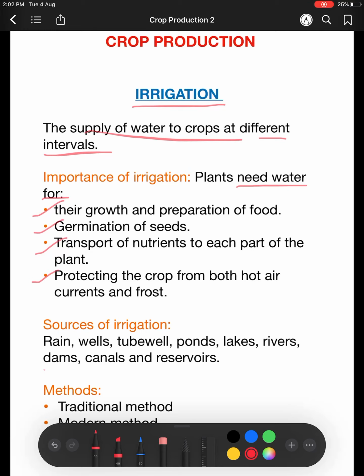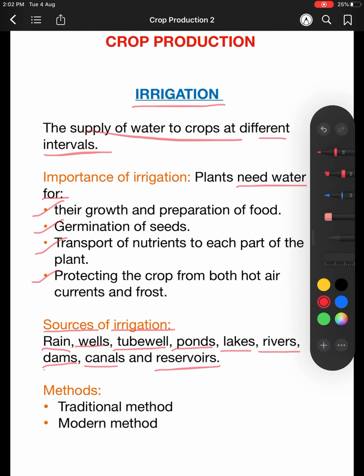Next comes, what are the sources of irrigation? In our country, rain is one of the sources of water for crops, but it is not a reliable source as it varies from time to time. Therefore, other sources of water have been found out. The other sources of water for irrigation are wells, tubewells, ponds, lakes, rivers, dams, canals and reservoirs.